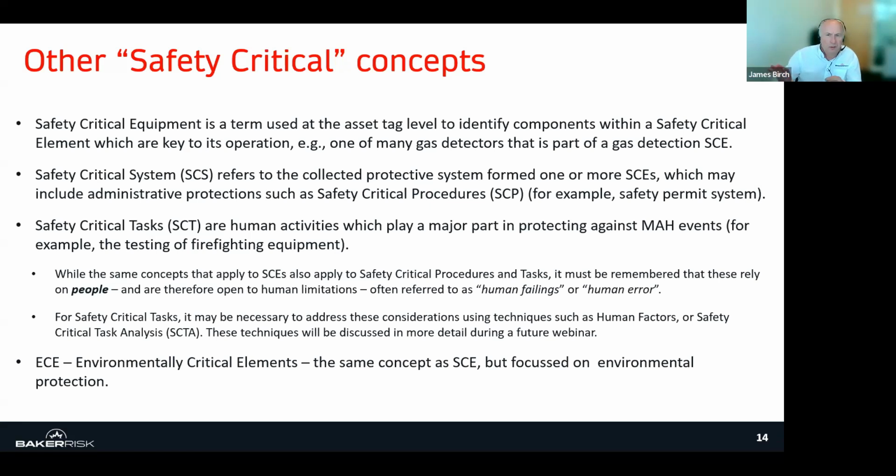And again, this is something we'll talk about more in another webinar, but just so that I've given you a picture of all the things that may come up in this area. And then the last one is environmentally critical elements. And this is really the same concept as safety critical elements, but as applied to the environment. So just put some definitions up there, and then we'll go into a little more detail about safety critical elements.